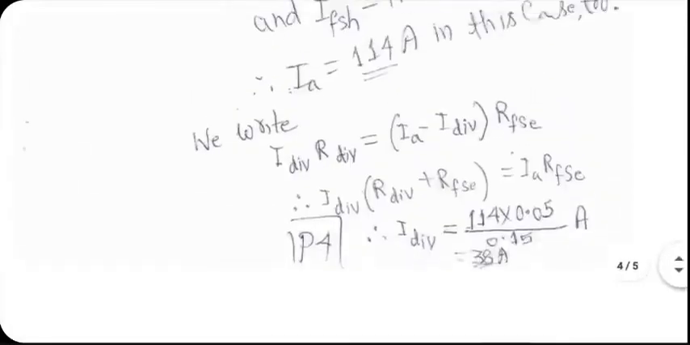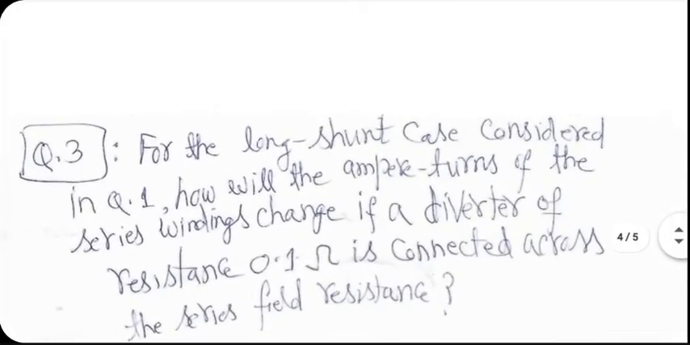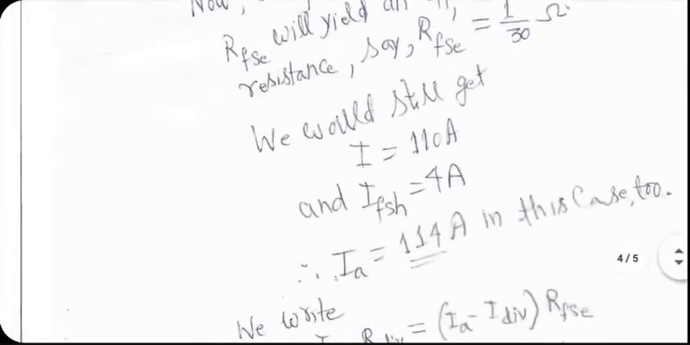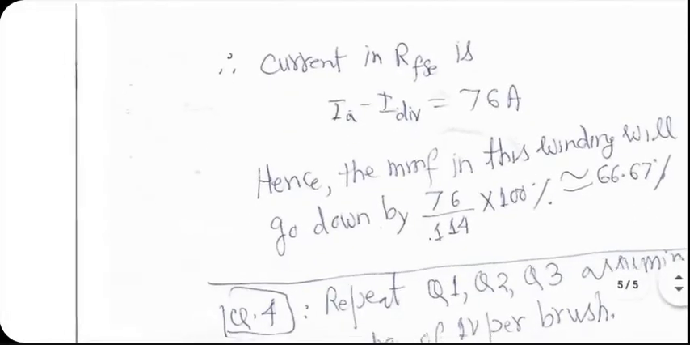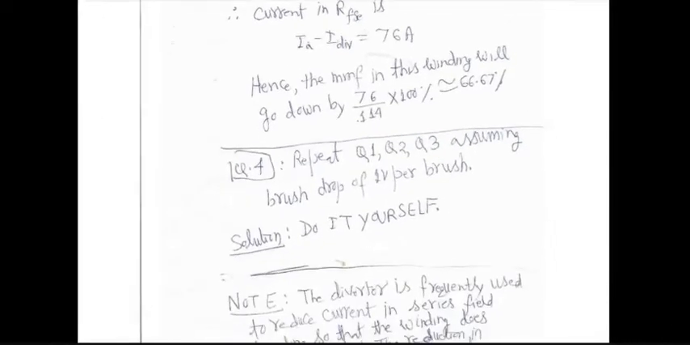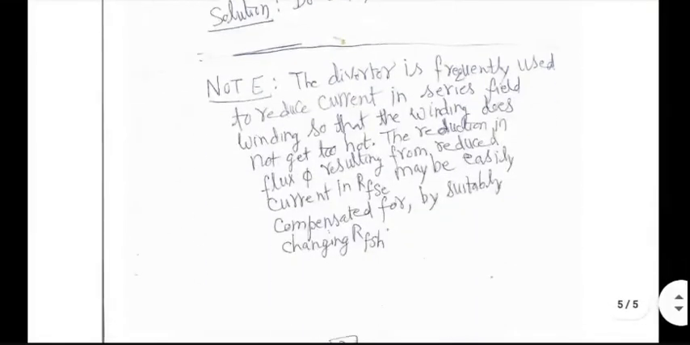They are just complicating your life by calling it ampere turns. Turns are not changing anyway. It's the same winding. It is the ampere value which is changing in the series winding. So the current in the series winding has gone down to 66.7% of what it was in question 1. Okay. You can repeat that problem with 1 volt per brush, etc. Try it yourself. It should not be that difficult. Okay.